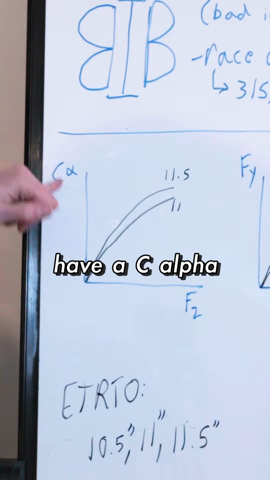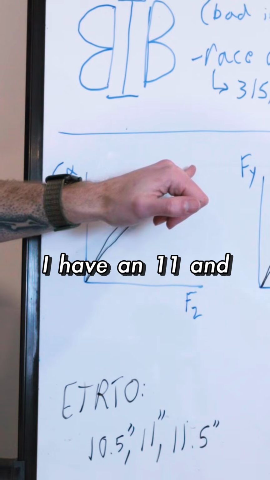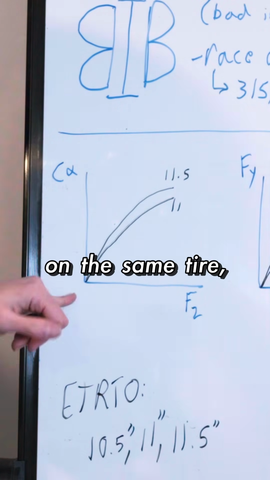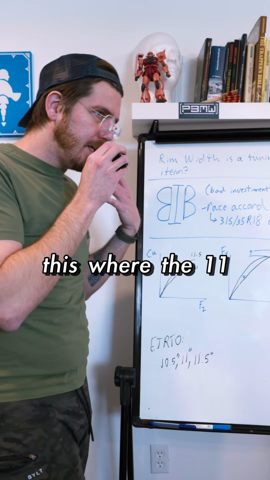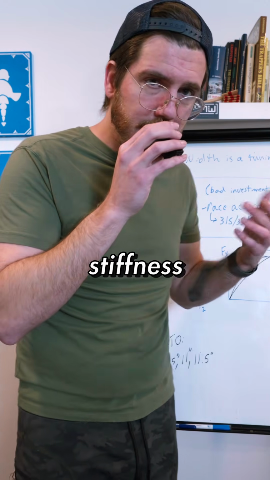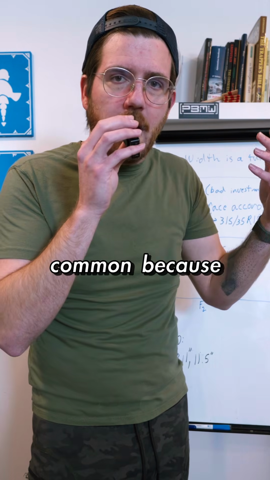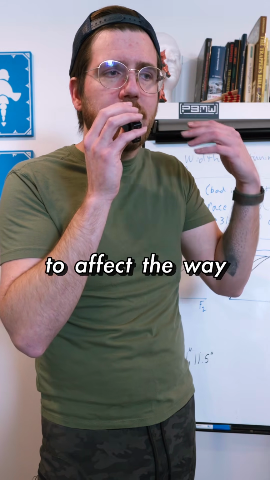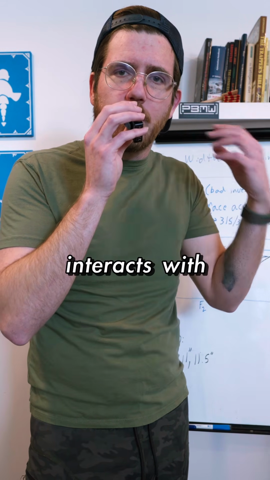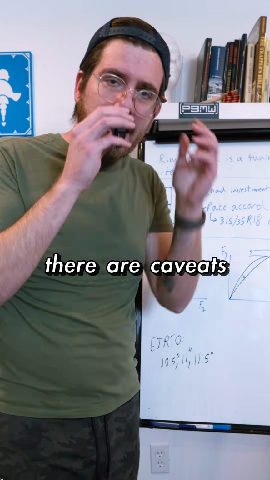Now, if I have a C alpha versus FZ graph and I have an 11.5 and an 11 on the same tire, I'm probably going to see something like this, where the 11.5 has a higher cornering stiffness for a given vertical load. And yes, this is common because the rim width is going to affect the way that the tension in the sidewall interacts with the belt package. However, there are caveats here, right?